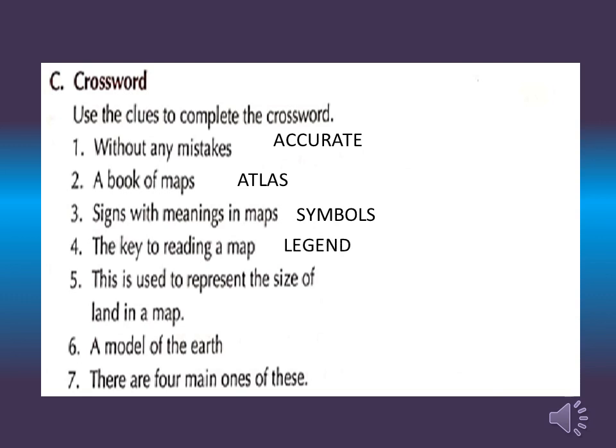Number 5, this is used to represent the size of land in a map. Okay, where is number 5? So number 5 will be scale. Number 6, a model of the earth, that will be globe. Number 7, there are 4 main ones of these. We have already just learned, that is directions. So that's all about crossword hints. I am giving you the words, you will write them in the proper place in your book.